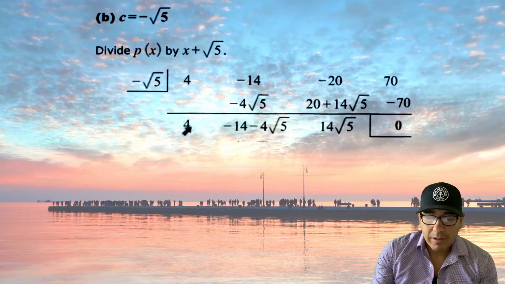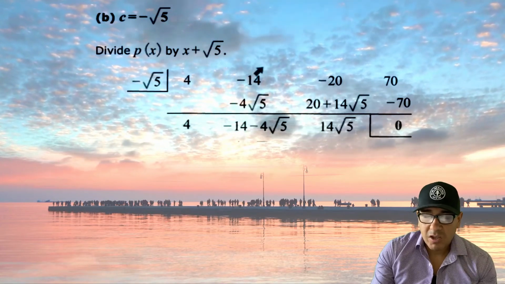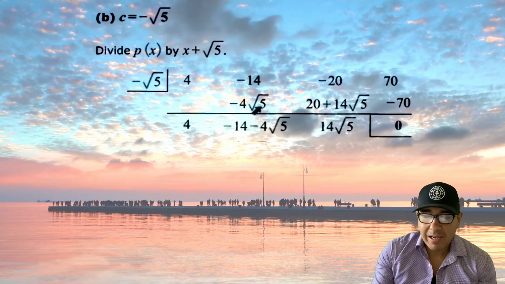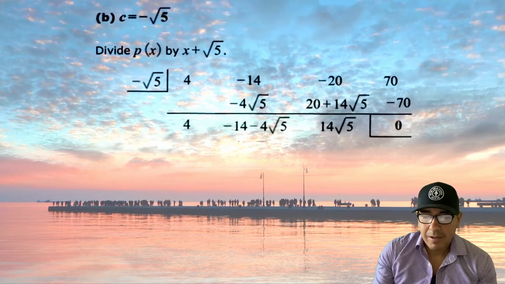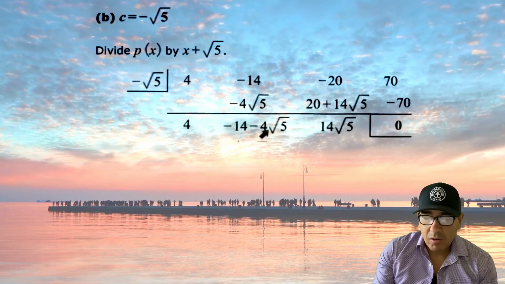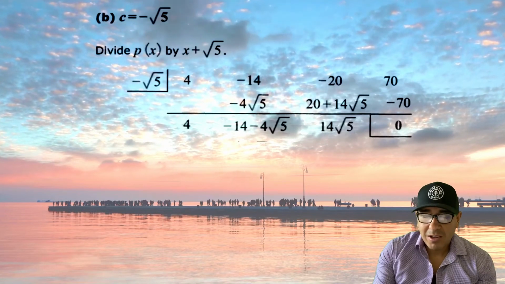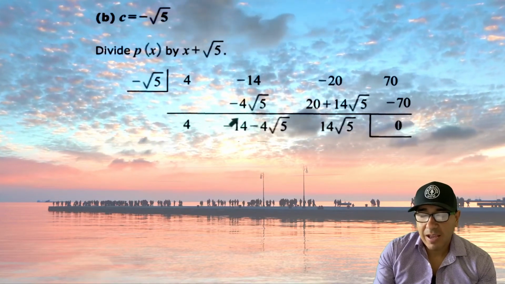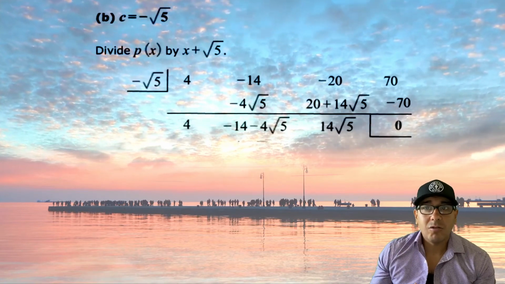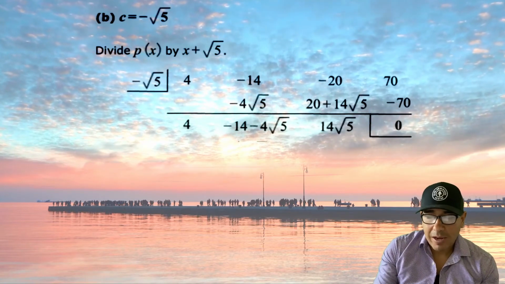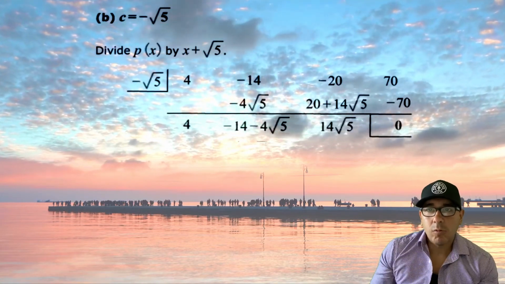All right, so here we go. Drop down the 4, then we multiply. So you get negative 4 square root of 5. You add these two. These are not like terms, so we just write it just like that, not like radicals. Then we're going to multiply by negative square root of 5. So when you do that, you're actually going to have to distribute this negative square root of 5 to both of them. And if you want a video showing how to multiply radicals with constants, just comment down below and we'll work on that video for you.